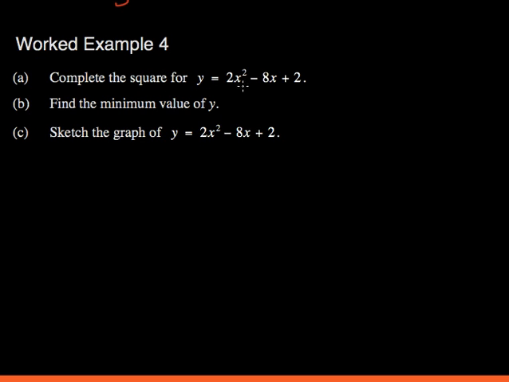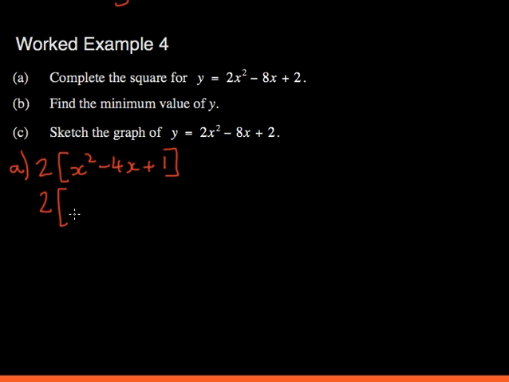So complete the square on this thing. That's really what we've just done in example 3. So the first thing, take a 2 out. That would give me x squared minus 4x plus 1. So I'm halving every term there.